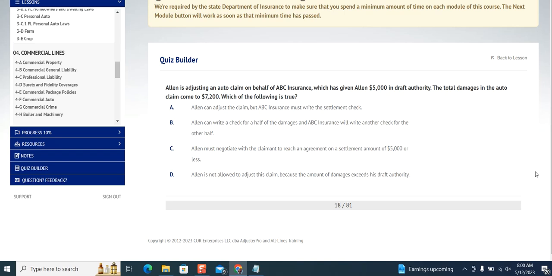Okay, let's figure it out. Alan can adjust the claim, but ABC Insurance must write the settlement check. I think it's gonna be A, but let me keep reading. Alan can write a check for half of the damage. No, that's not it. Alan must negotiate with the client to reach an agreement on a settlement of 5,000 or less. That's not a bad answer. Alan is not allowed to adjust the claim because the amount of damages exceeds his draft authority. D could be the answer too. It's either A or D.